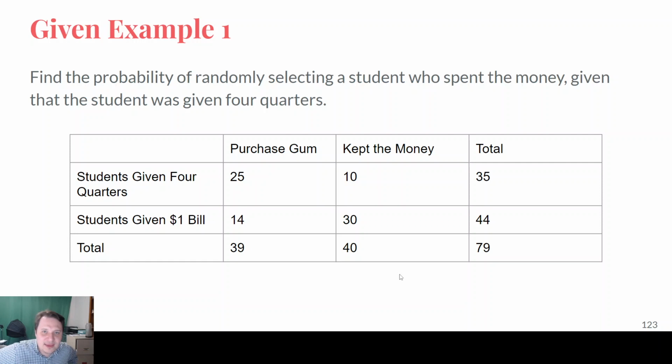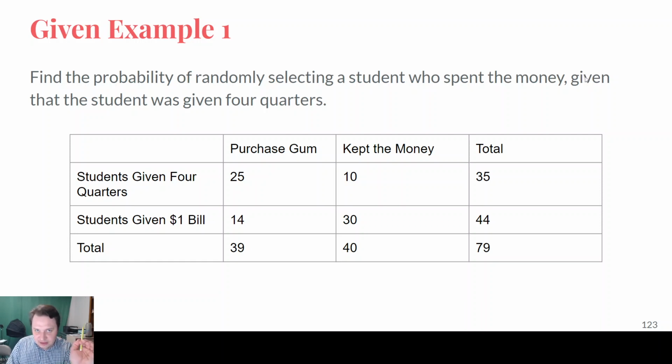Okay, so here's how you do a given example, and it's actually not that bad. Find the probability of randomly selecting a student who spent the money given that the student was given 4 quarters. Okay, so I'll read that again. Find the probability of randomly selecting a student who spent the money given that the student was given 4 quarters. Okay, the easiest way to do these problems is to do the second half first and then do the first half. So here's what I mean.